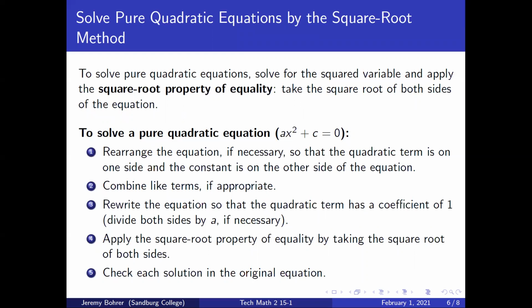To solve a pure quadratic equation, ax squared plus c equals 0, rearrange the equation if necessary so that the quadratic term is on one side and the constant is on the other side of the equation. Combine like terms if appropriate. Rewrite the equation so that the quadratic term has a coefficient of 1. Divide both sides by a if necessary. Apply the square root property of equality by taking the square root of both sides, and check each solution in the original equation.